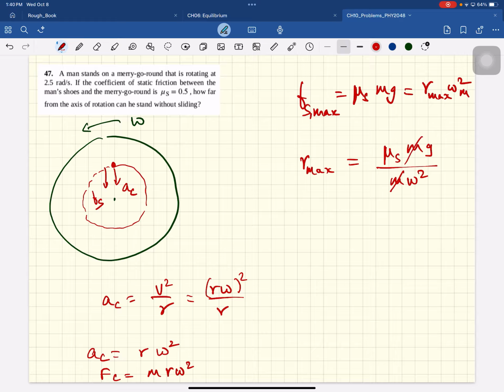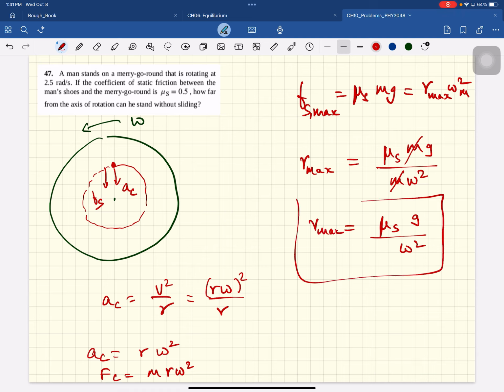The mass cancels, so everybody wearing the same shoes will be flung off beyond that point. So that's what that means. R max is mu s times g over omega squared. And let's see if this makes sense. The stickier your shoes, the further you should be able to stand. The faster you're spinning, the closer you need to stand. If the angular velocity is infinite, you need to stand right on the axis, so as not to be flung off.